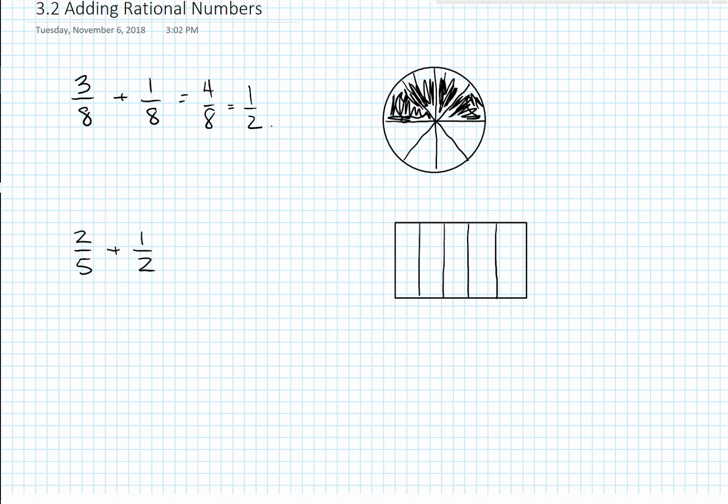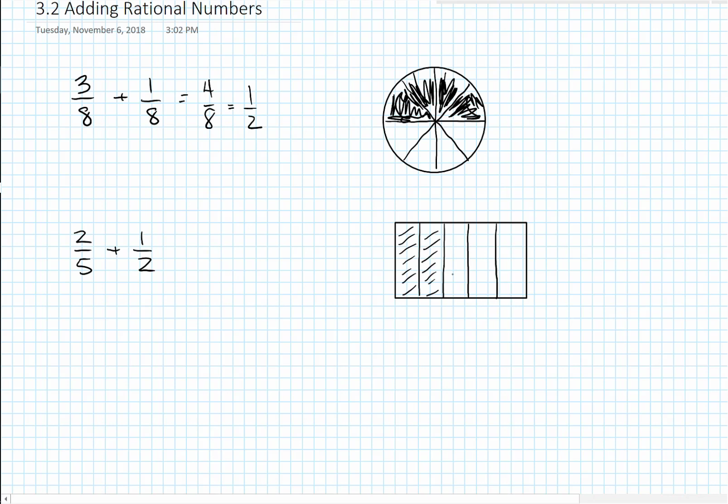Now, when the denominators are a little different, we can still diagram this, but it starts to get a little bit more complicated. So let's take a look at the next example, which is 2/5 plus a half. So fairly straightforward to diagram 2/5. We have a rectangle there, and we can diagram in 2 of the 5 pieces.